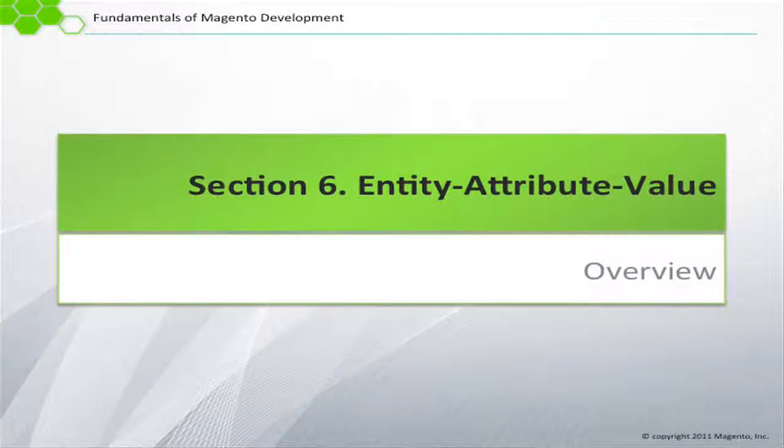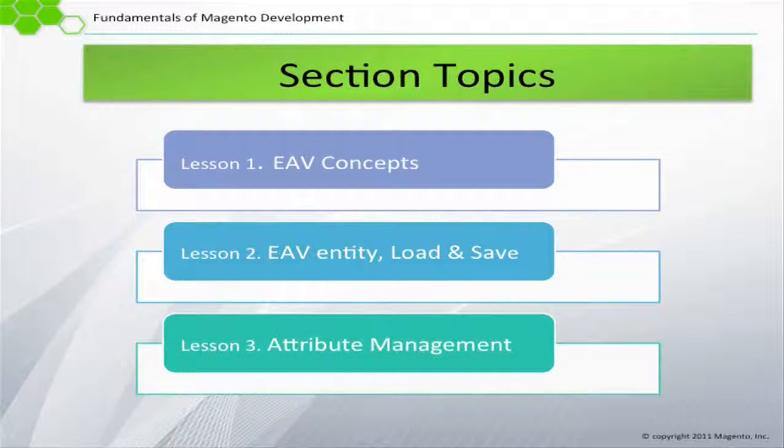So, EAV in Magento, that's the big boogeyman, scary. Why does this system have 420 tables? What could they possibly be doing in there? So, EAV, we want to talk about the concepts, actual entities themselves, and our resource model operations with those entities, as well as attribute management.